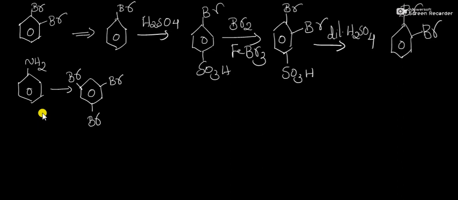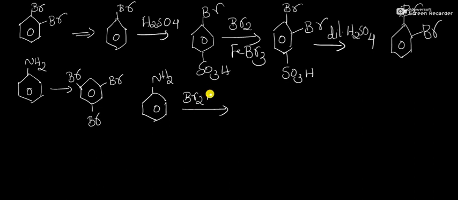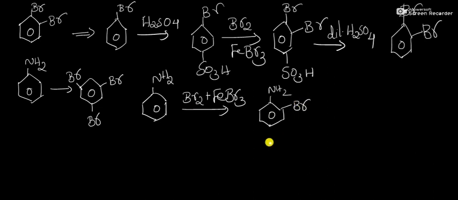Next question, how can you synthesize tribromobenzene from aniline? We know that aniline on bromination gives the tri-substituted product in the presence of FeBr3. We get the tri-substituted product, that is NH2 Br Br Br.